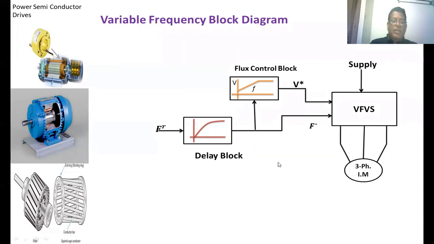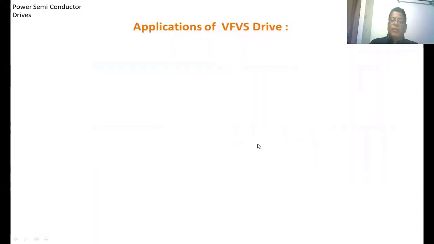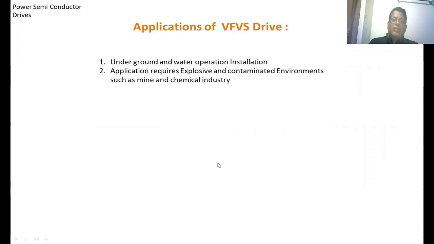Now we are going to see some of the important applications of V by F control. Generally, we use V by F control in underground and water-operated installations. Moreover, the application requires an explosive and contaminated environment such as mines and the chemical industry. In mines and chemical industries, there is a lot of contamination in the environment that is going to affect the motor. In such a case, we can use the V by F control.